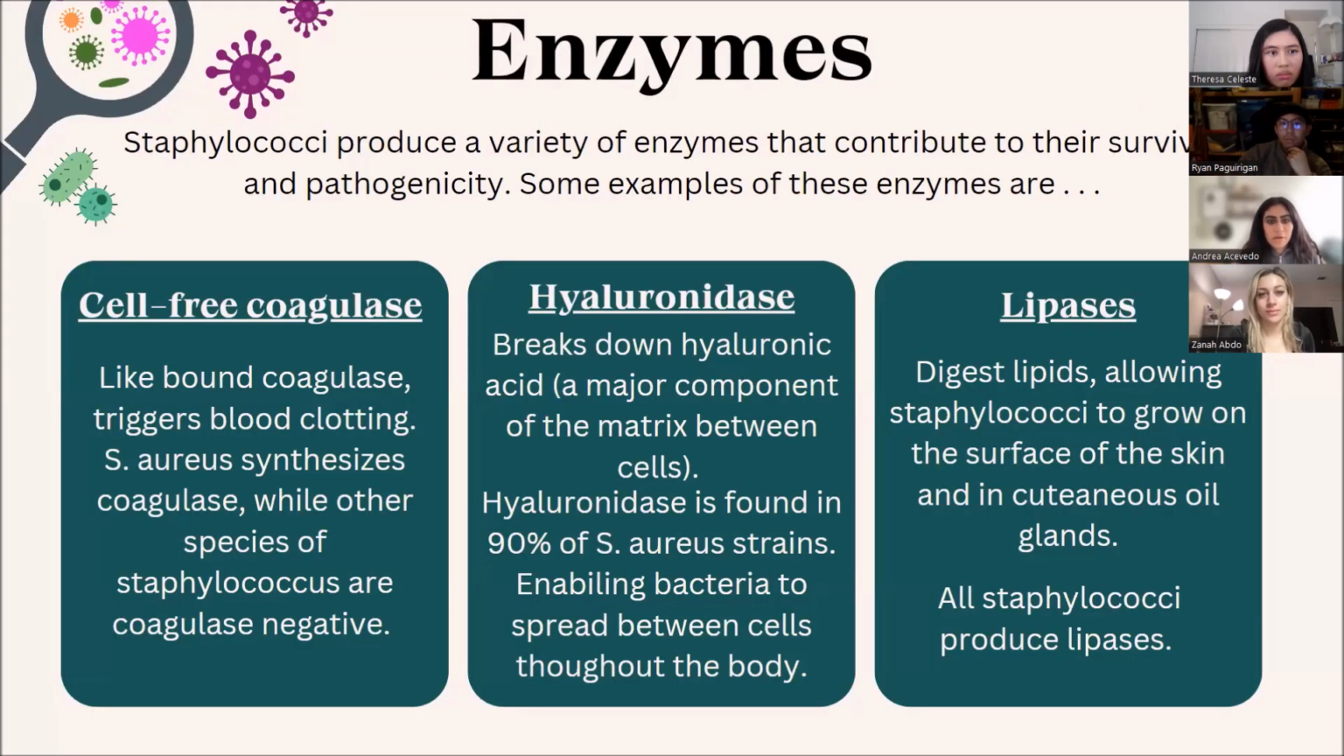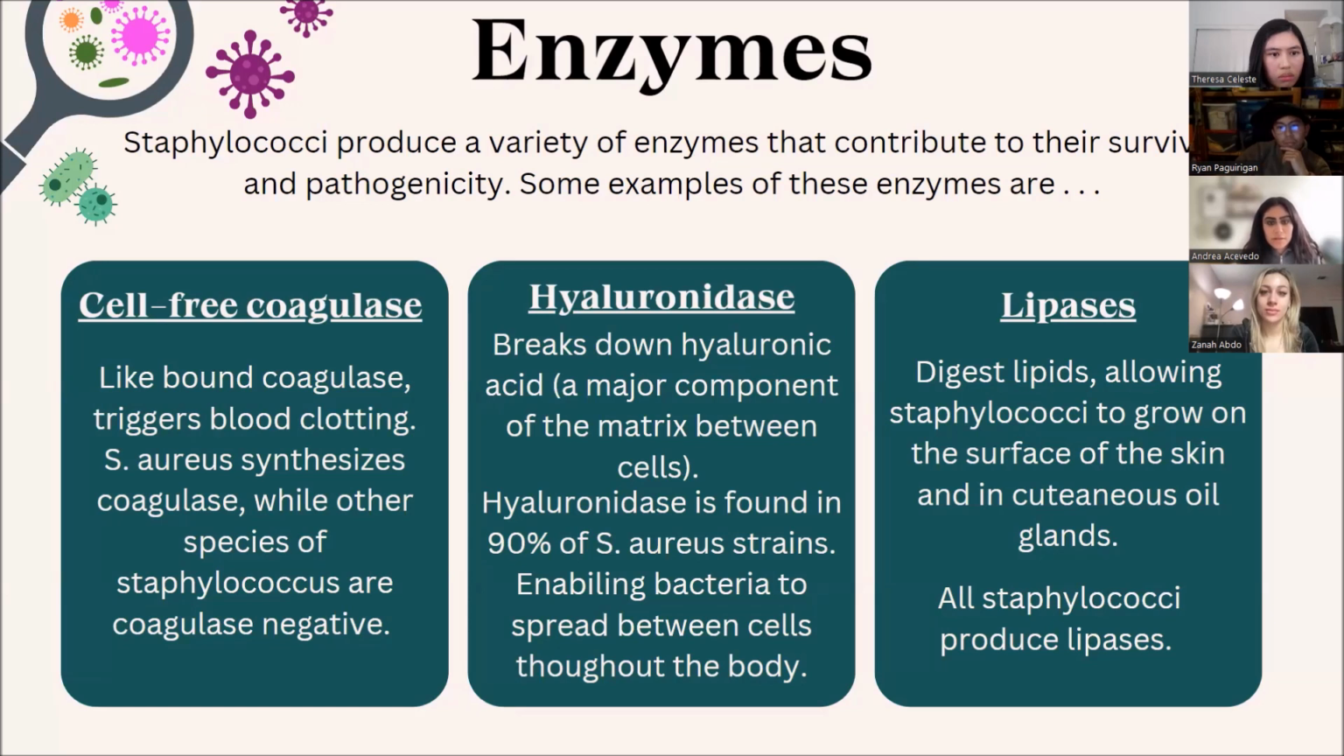For enzymes, Staphylococci produce a variety of enzymes that contribute to their survival and pathogenicity. Some examples of these enzymes are coagulase. Cell-bound coagulase triggers blood clotting. S. aureus synthesizes coagulase, while other species of Staphylococcus are coagulase negative.